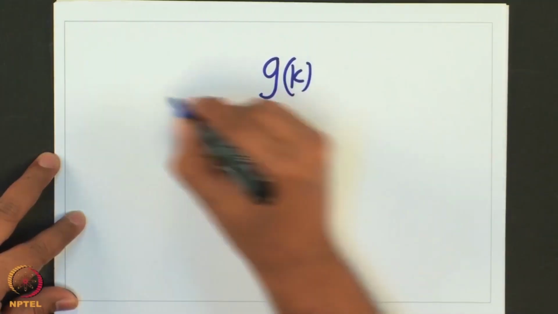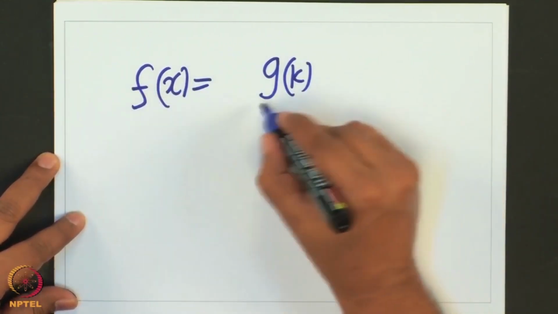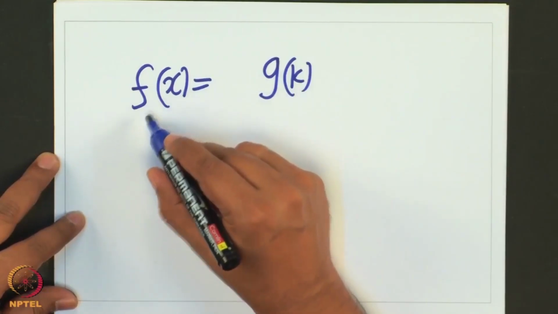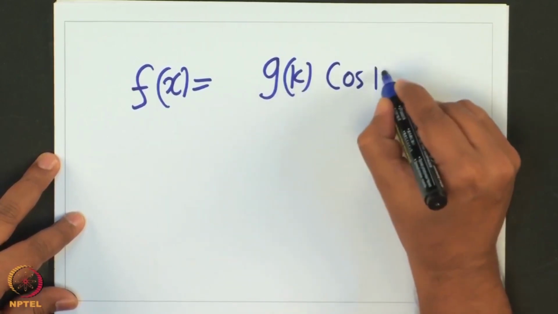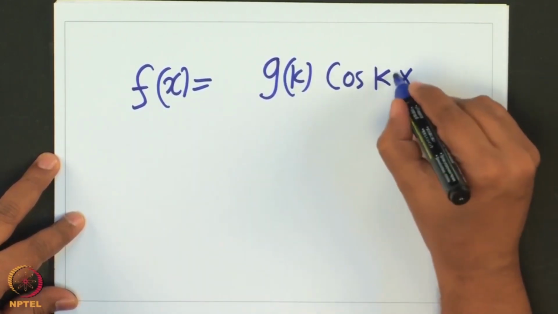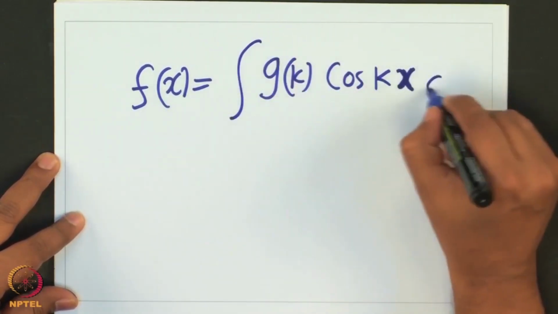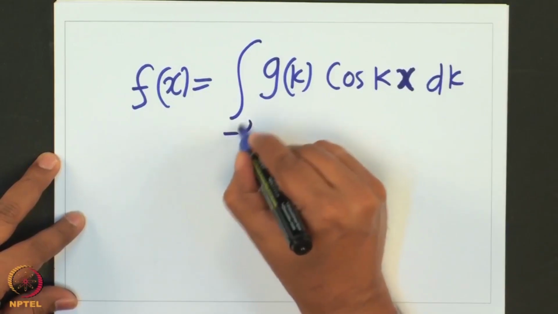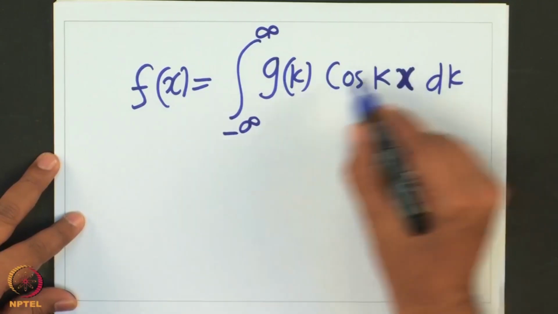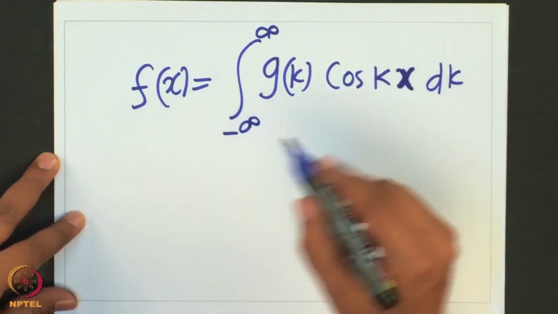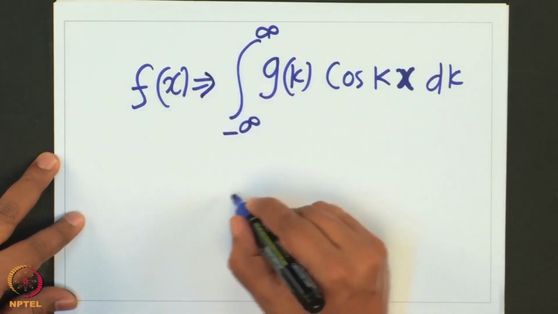So, if I have a function g of k, how will I calculate f of x? I have this experimental data g of k, and now I want to calculate the shape of the protein in real space. I would first multiply with cos kx, and then integrate over dk from minus infinity to infinity. If I do this, for a given value of x, integrating over all k, I would get f of x.